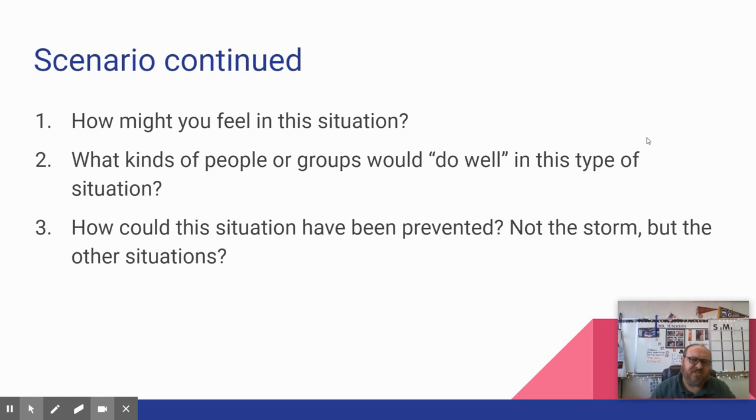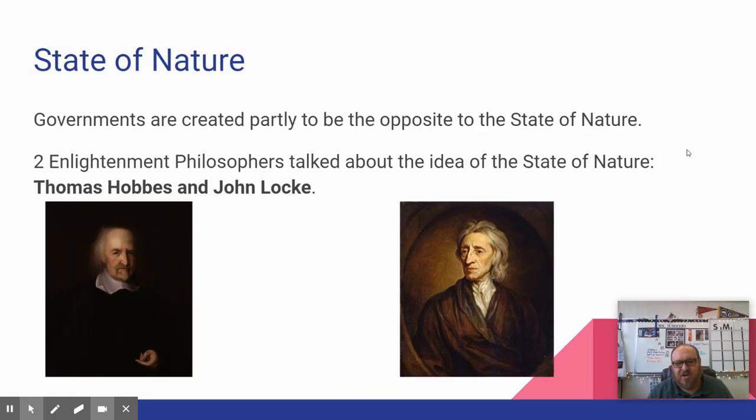And as we're going through this lesson today, I want you to continue to think about these things. How could these things have been prevented? Who's going to do best in these situations? And how are you going to feel if you're stuck in a situation like this? We're going to start off talking about, basically, the answer to those questions is government. Okay, government brings order and law to society.